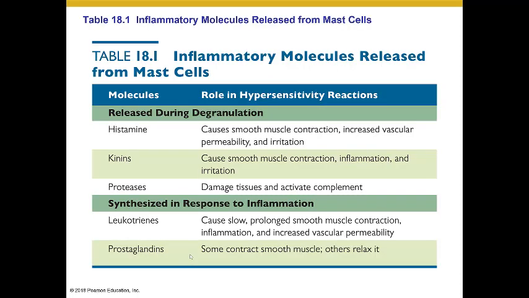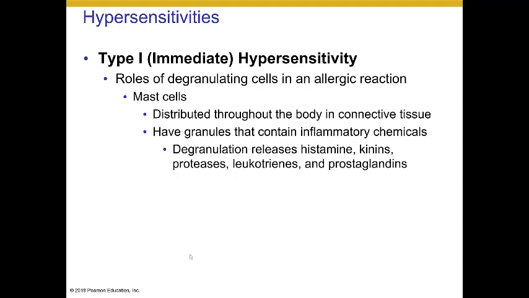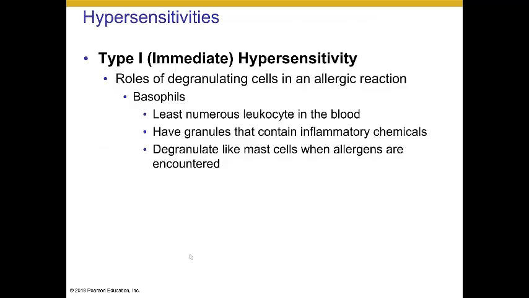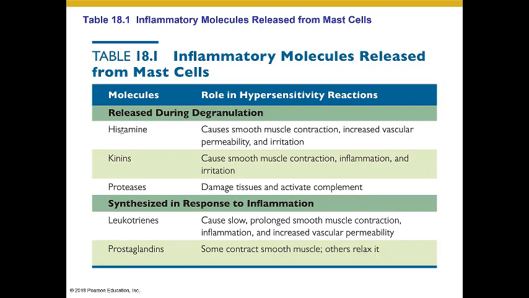So let's see. They're talking about the specific roles of the different types of white blood cells that can degranulate, like mast cells, basophils. In this table, they're talking about the different types of inflammatory chemicals that can get released and what they do. So again, depending on which of those cells degranulate and how many, that will determine what kinds and how much of each of these inflammatory molecules are released.